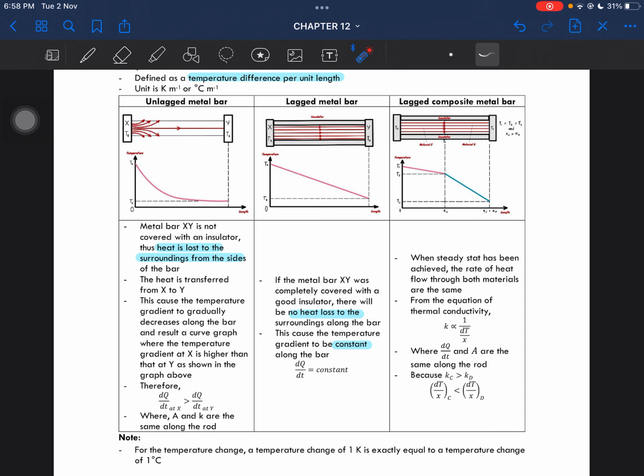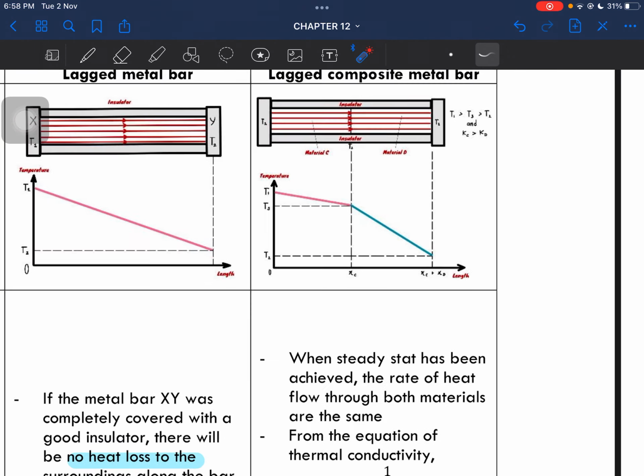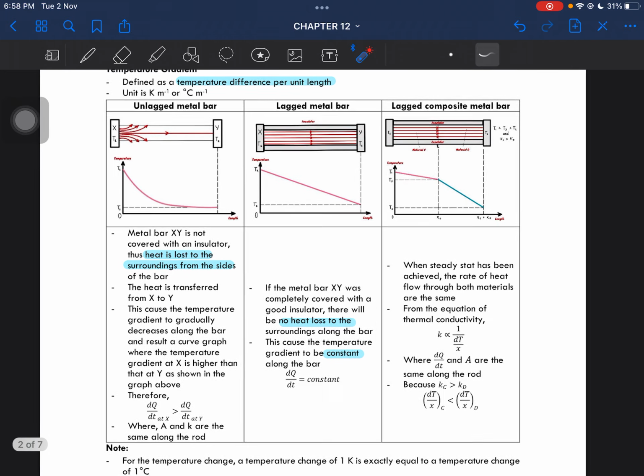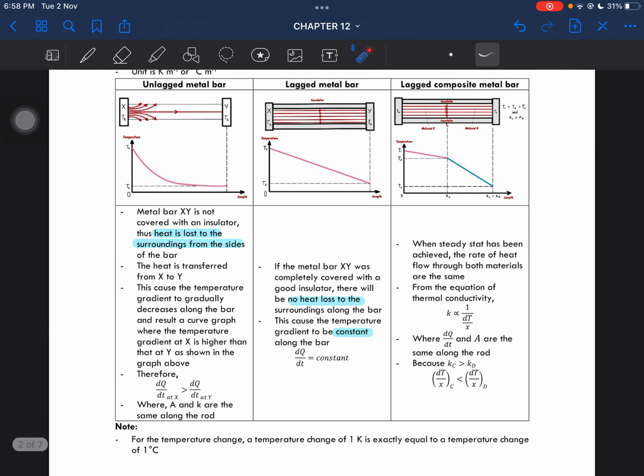Okay, now we have the lagged composite metal bar. So this one, the rod is again covered with a good insulator, and then there are two types of material, material C and material D. So again, the thermal conductivity will not be the same for both materials, since there are two types of materials. So when steady state has been achieved, the rate of heat flow through both materials is the same. So from the equation of thermal conductivity, which is this one, we can say that the temperature gradient at material D here is greater than the temperature gradient along material C.